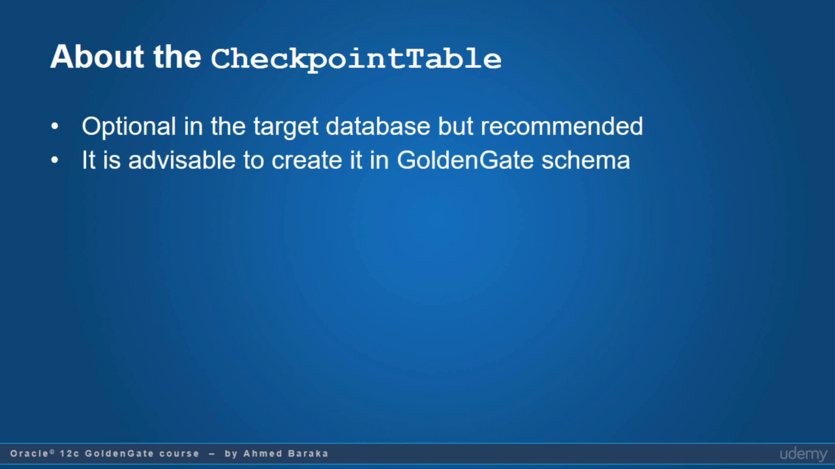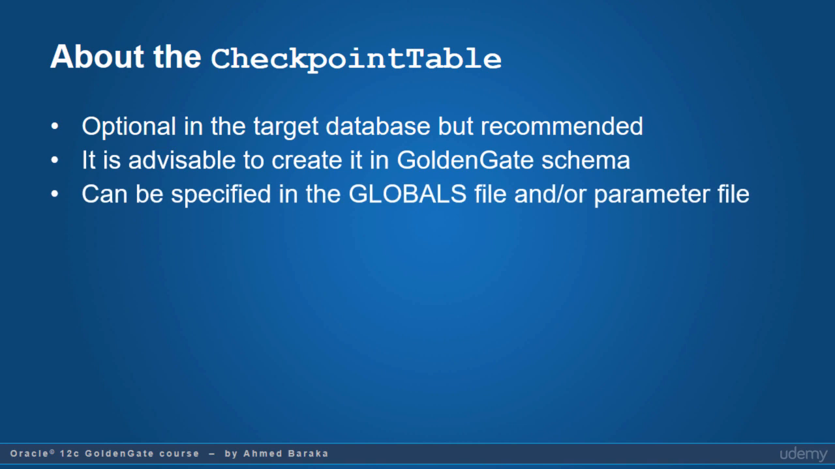Although you can create the table in any schema within the database, it is advisable to create it in the GoldenGate schema. You can specify the name of the checkpoint table in the globals file. In this case, all the replicate processes will use the same provided checkpoint table. You have the option to override this setting and provide a checkpoint table specific to a given replicate process.